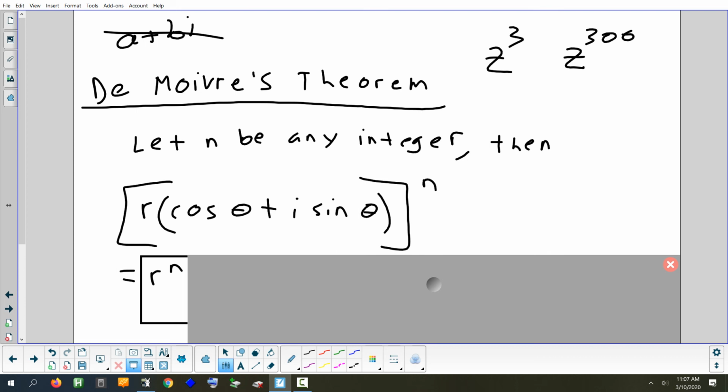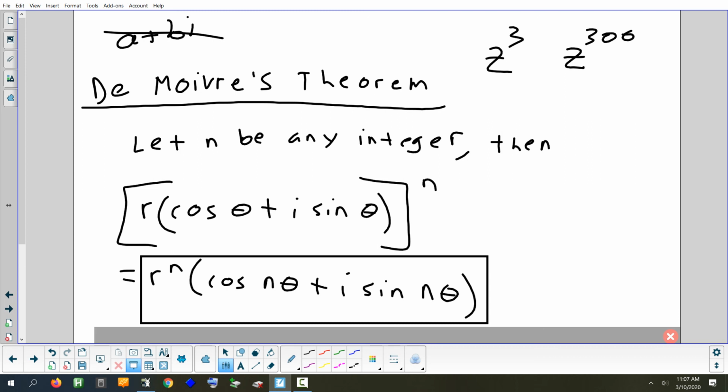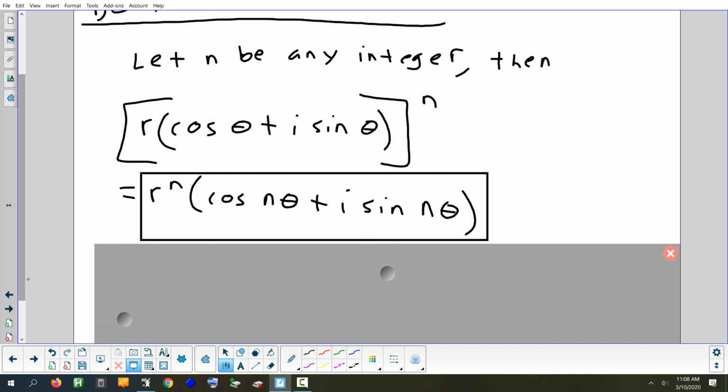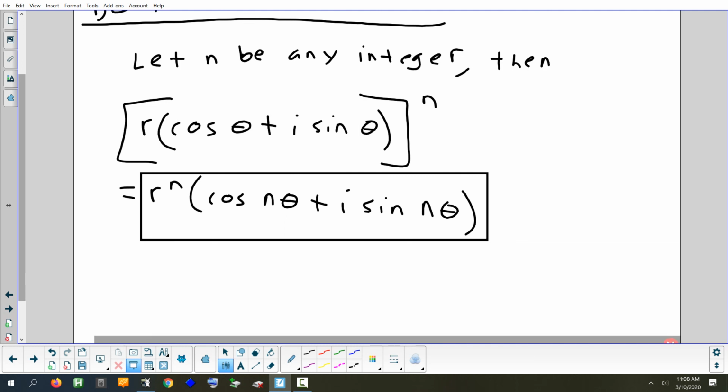All right? But raise r to the nth power and multiply the angle by the power. So raise r to the nth power and multiply the angle by the power. And that's called DeMoivre's theorem. So we'll try an example of that and see what happens.